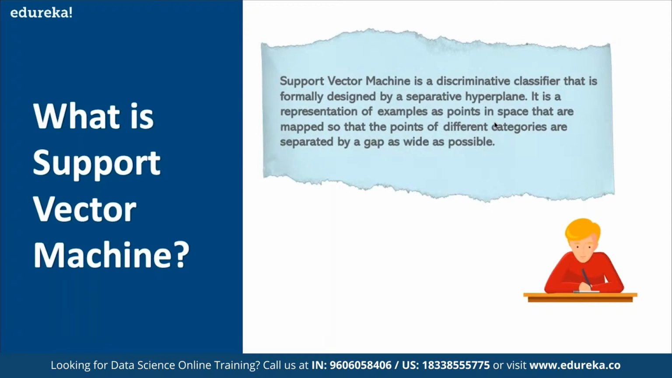As you can see, it is a discriminative classifier that is formally defined by a separating hyperplane itself. And SVM is implemented in a slightly different way than other machine learning algorithms. It is capable of performing classification, regression, and outlier detection as well. Basically, we can have multiple data points that can be mapped so that the points of different categories are separated by a gap. In addition, SVM can also perform non-linear classification.